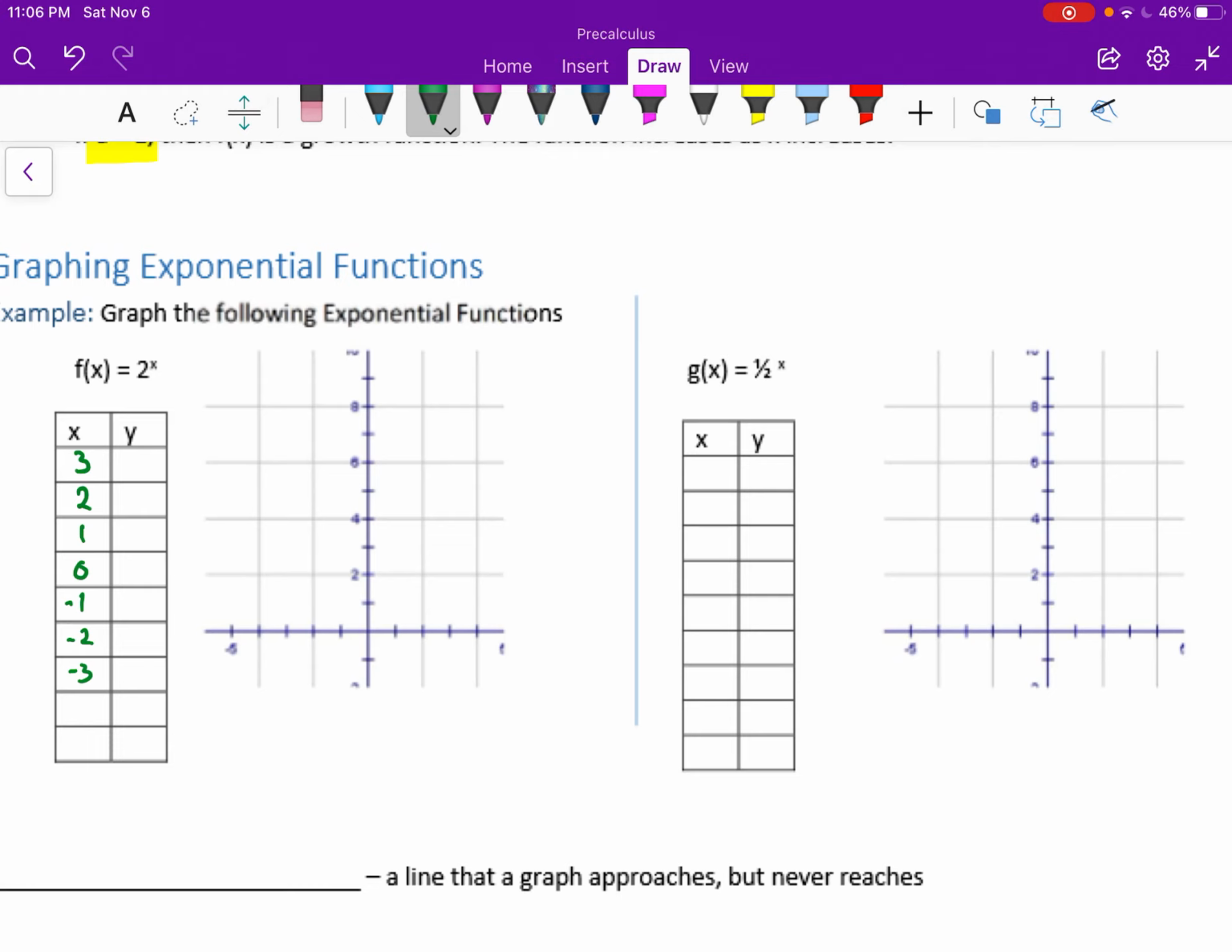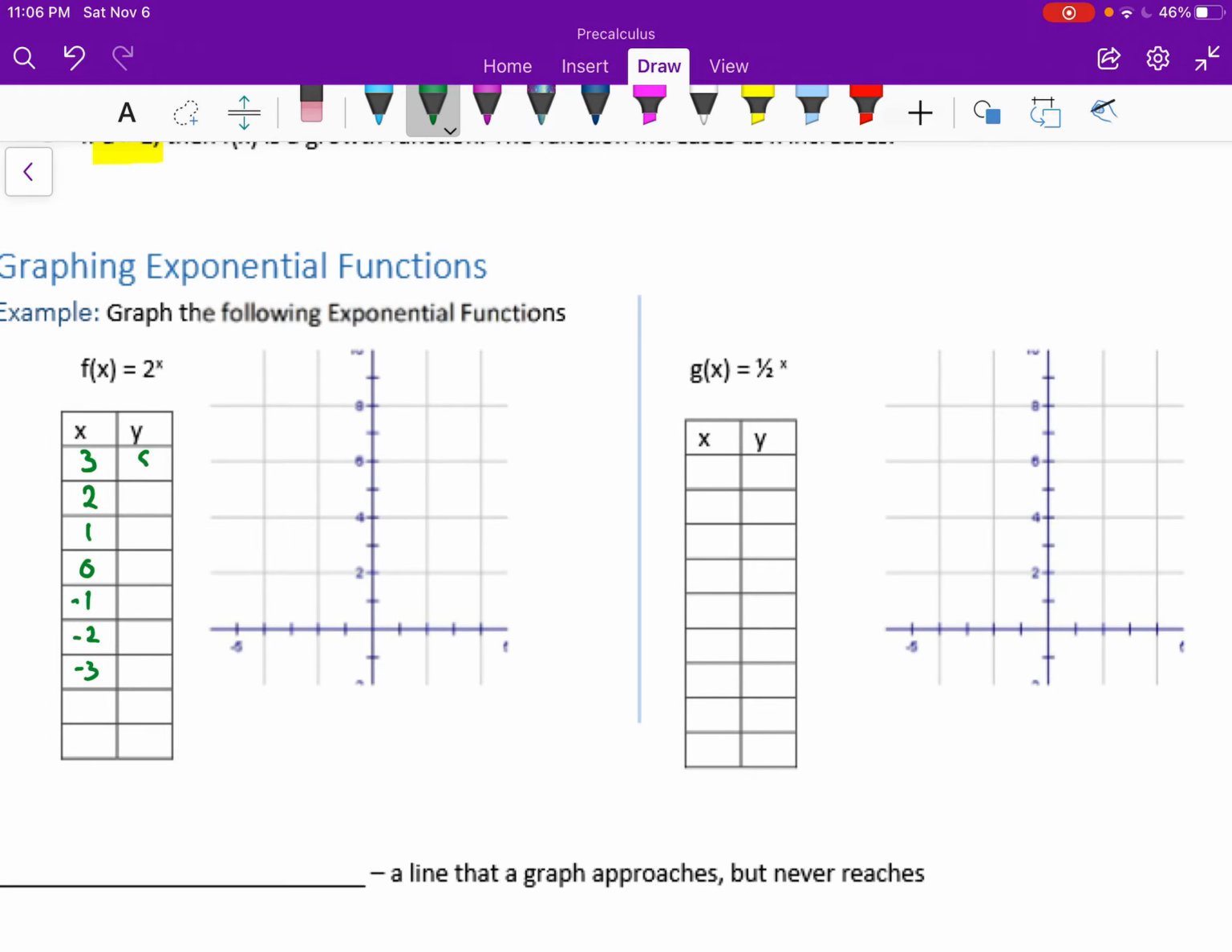So we're putting 3 in for x. 2 cubed is 8. So when x is 3, y is 8. Putting 2 in for x, that's 2 squared, which is 4. So 2, 4. Putting 1 in for x, 2 to the first is just 2. 0, 2 to the 0 is 1.